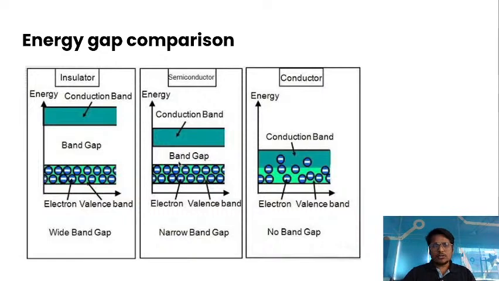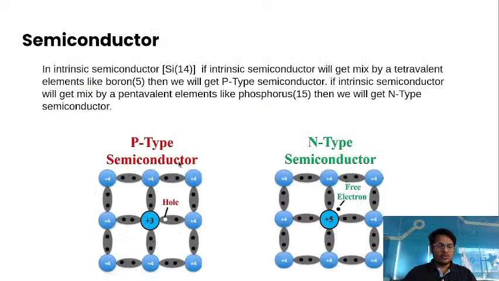So in order to conduct electricity in a semiconductor, we mix in other elements. Pure semiconductor material is called intrinsic semiconductor. If we mix in some other element, there are two types of element we can mix: either a trivalent element or a pentavalent element. If we mix some element into a semiconductor, it is called extrinsic semiconductor material.